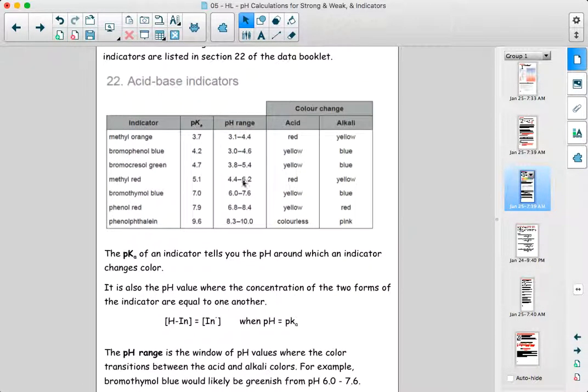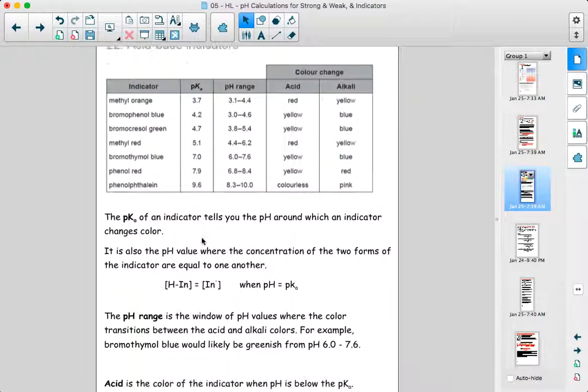And there are a couple of key bits of information that they give you. It's pretty easy to interpret, but you should make sure you know how to use this. So the pKa is giving you information about just how acidic or basic the indicator is. But really what's important about it is that the pKa is actually the pH value around which the indicator changes color. So methyl orange is an indicator which will change color around pH 3.7. Methyl green is an indicator that will change color around pH 5.1. Phenolphthalein changes around pH 9.6.